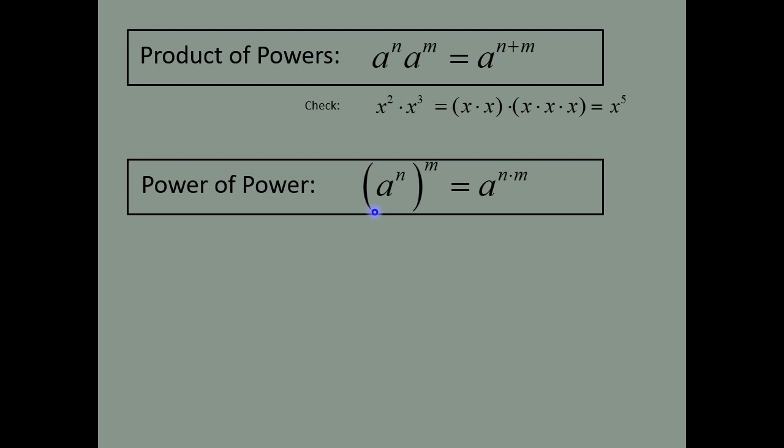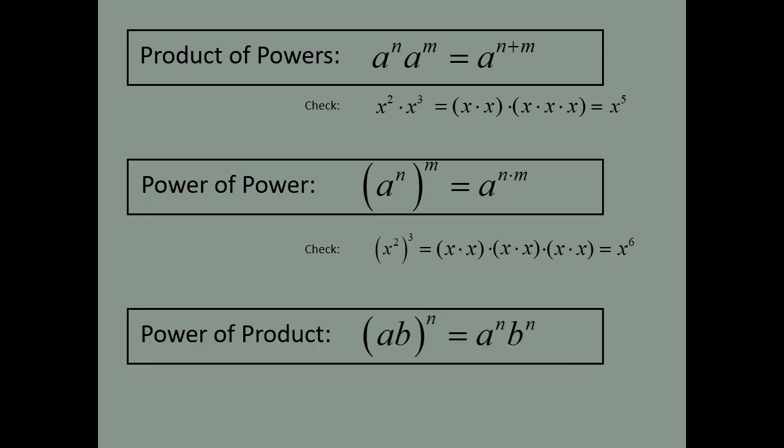Our next rule is for a power of a power, and in this case we multiply the exponents. Let's check this with an example. X squared to the third power is x squared times x squared times x squared, and you can see that we now have 6 x's in the product. It's easy to mix these two rules up, so I recommend using these two examples to help keep them straight.